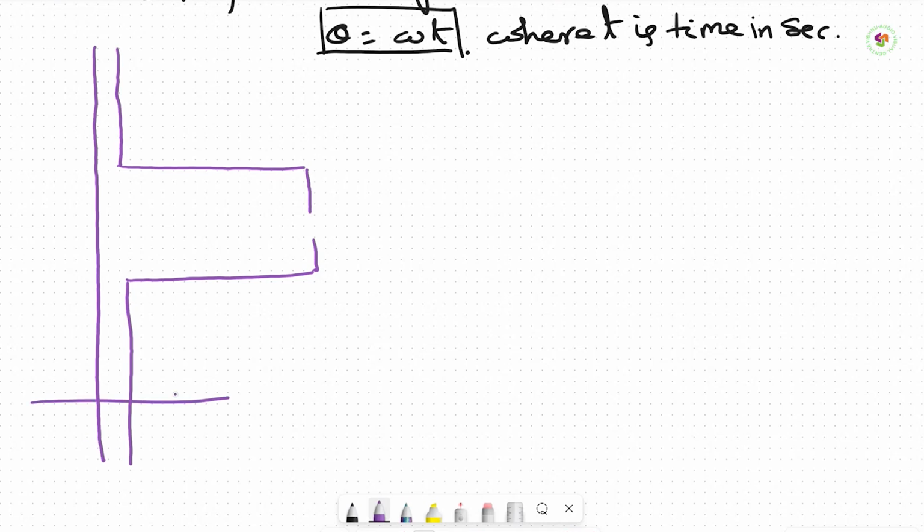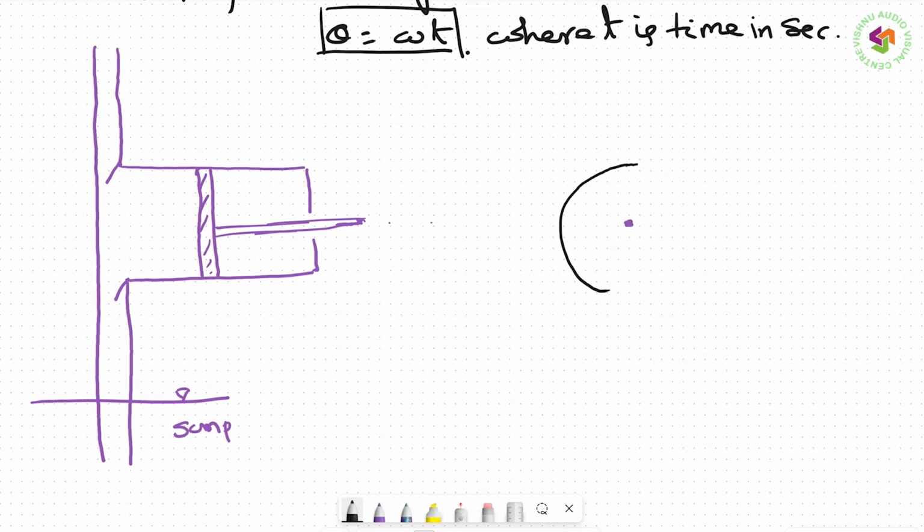Right? This is the sump, suction valve, delivery valve. I put the piston at one position. This is the piston rod. Right? Then actually, right? This is only dotted line you should show.